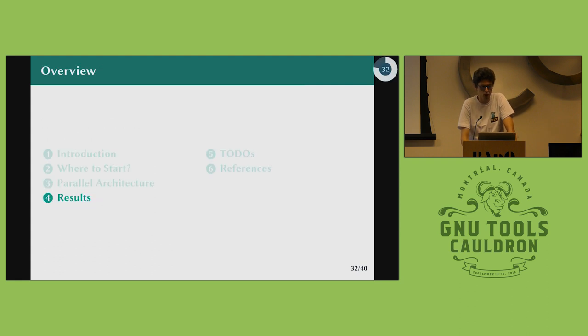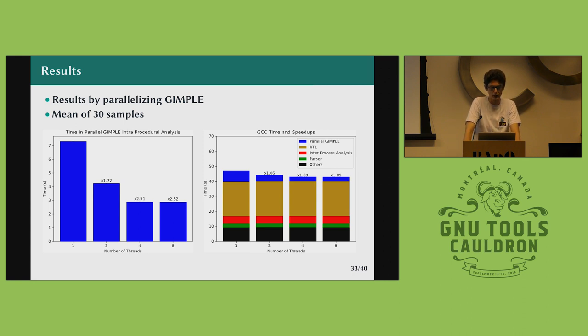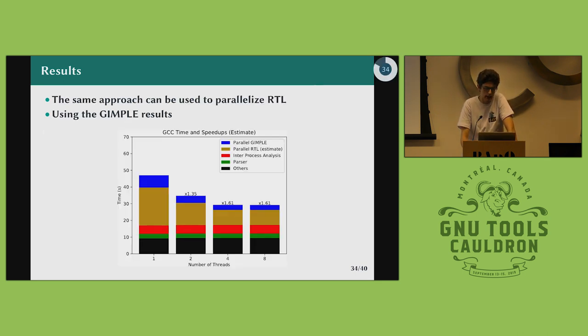Okay. So our results: by parallelizing GIMPLE, we managed to get a 2.5 speedup in the expanding GIMPLE part, which resulted in a 4 seconds improvement in this part. However, if we project this result onto the RTL part, we can see that we can drop the compilation time by about 30 seconds, which is some improvement. Still, I would like to highlight that this is an unoptimized implementation, since the garbage collector is entirely serial, and there are mutexes in structures where maybe they are not required.